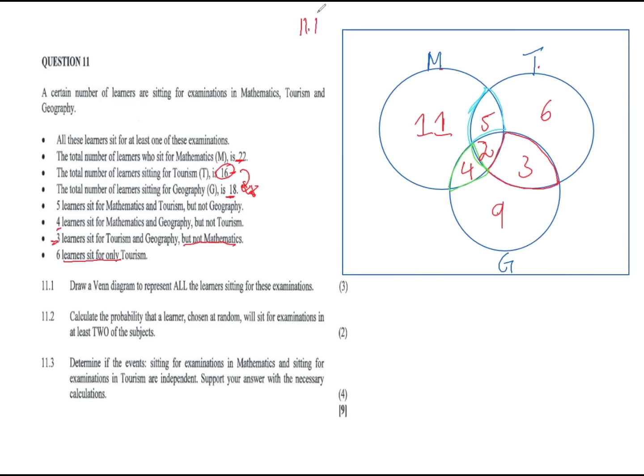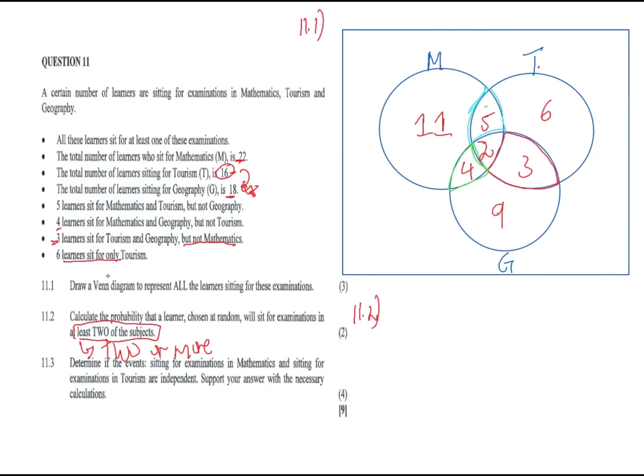So this is 11.1. Then 11.2 says calculate the probability that a learner chosen at random will sit for examinations in at least 2 of the subjects, right? At least 2 of the subjects. At least 2 of the subjects means that it can be 2 or more, right? The words "at least" mean it can be 2 or more, right? Meaning the ones that sit for 2 are these ones, right?